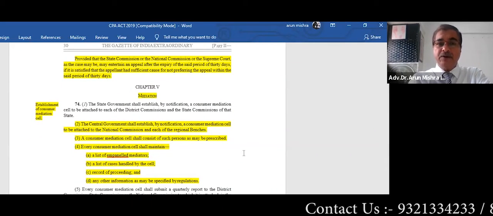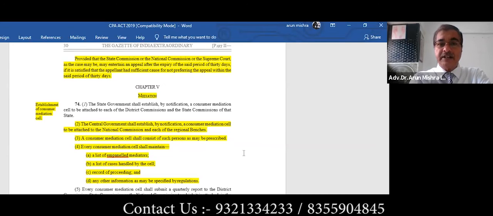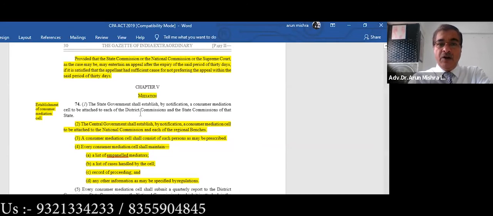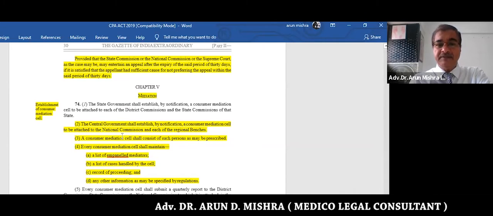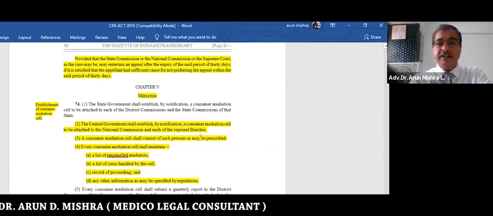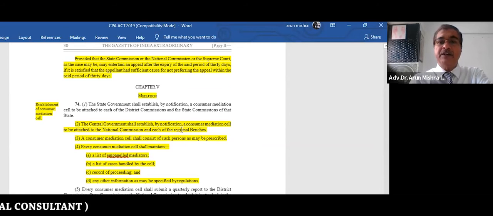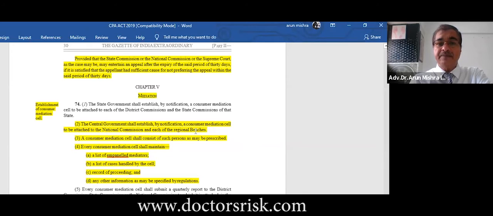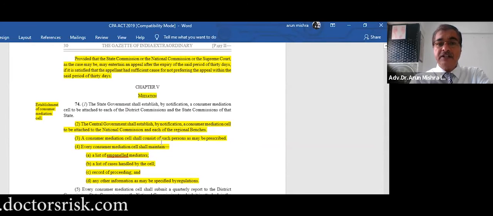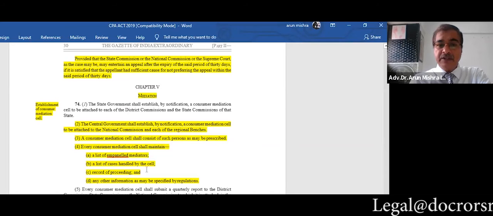Mediation is a very, very important part of the Consumer Protection Act. They have already notified the rules made under this. They said by notification, there could be a mediation cell attached to the National Commission and each regional bench. A consumer mediation cell shall consist of such persons. They've given the structure also.